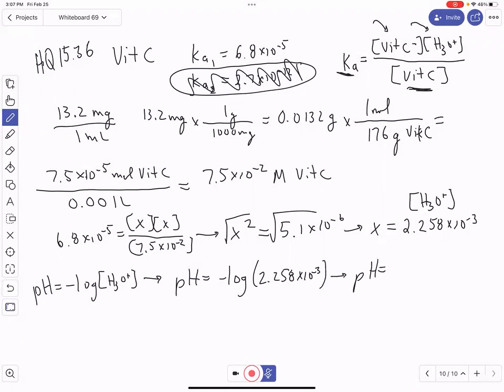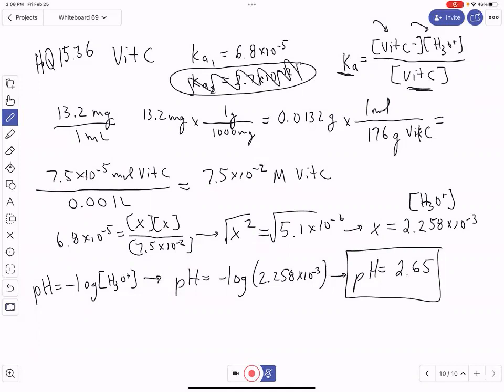All right, negative log. Let's see, I get a pH of like 2.65 for that. And that's right. Excellent. Yeah, so pH of 2.65.